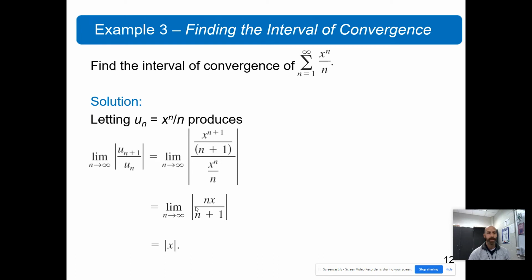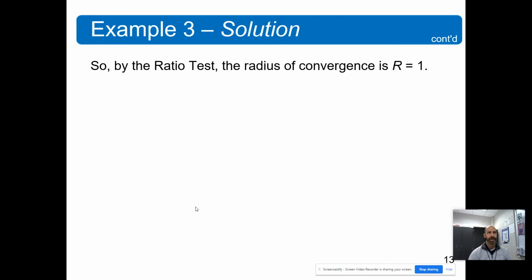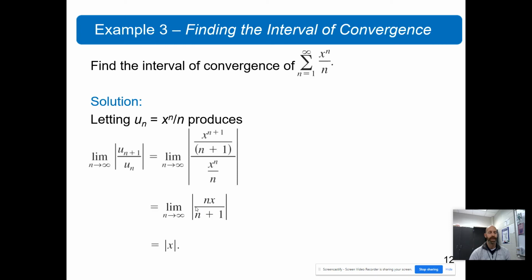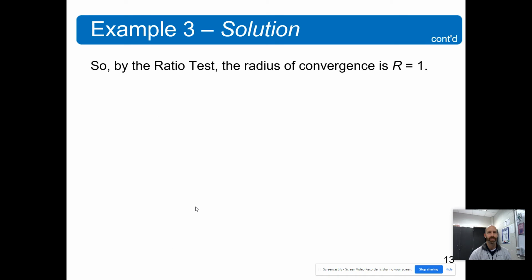So you might think, well, what the heck does that mean? This tells us that the radius of convergence is 1. Moreover, because the series is centered at 0, its convergence is the interval -1 to 1. So let's go back here again. We get the absolute value of x. So think about that. We need the absolute value of x to be less than 1. So it makes sense that the radius of convergence here is 1.